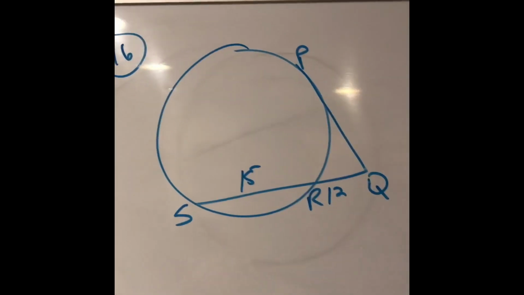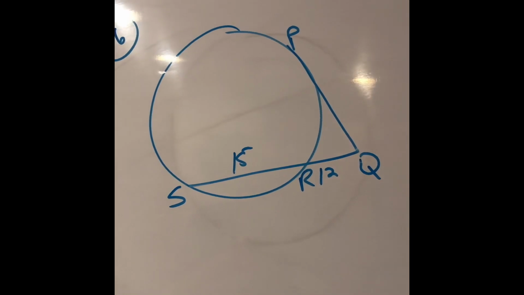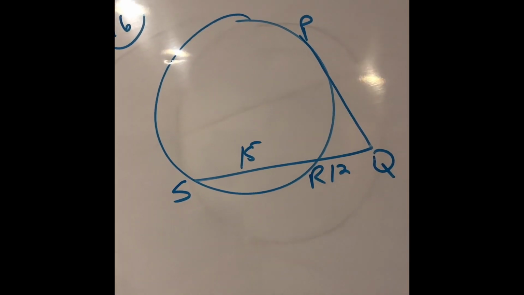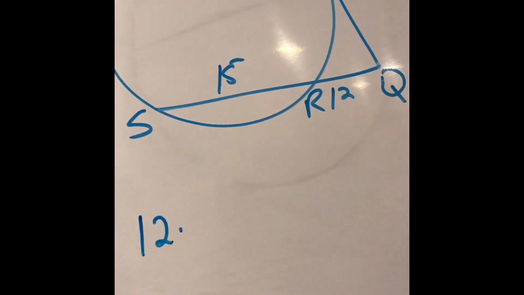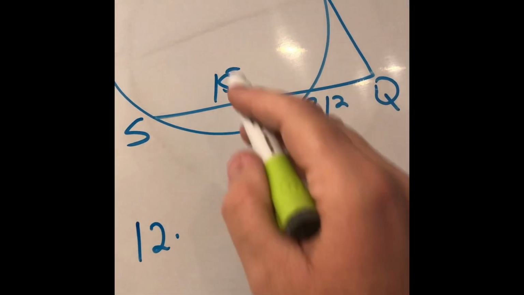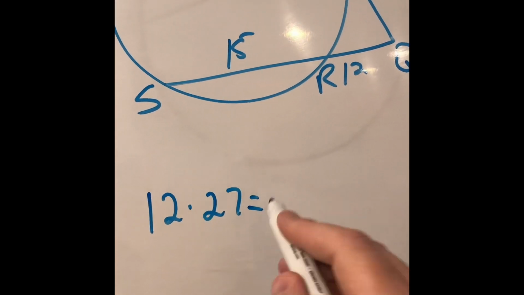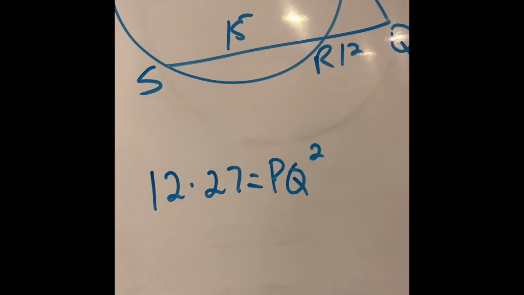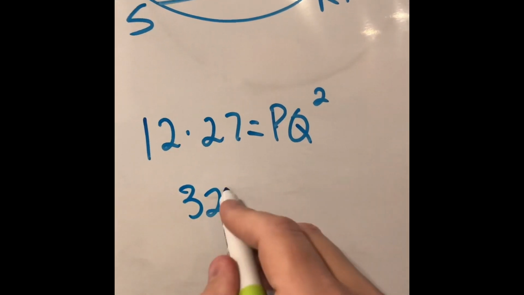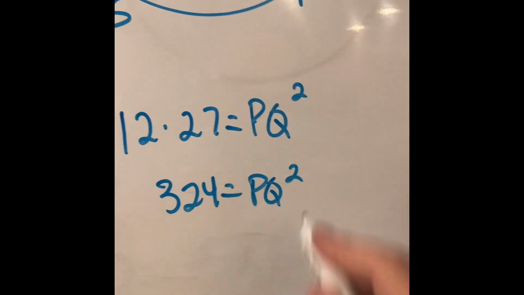For 16, we have a tangent and a secant. Well, we know the secant is going to be the outside times the whole thing. 12 plus 15 is 27. That's going to equal PQ squared. So this is 324 equals PQ squared.